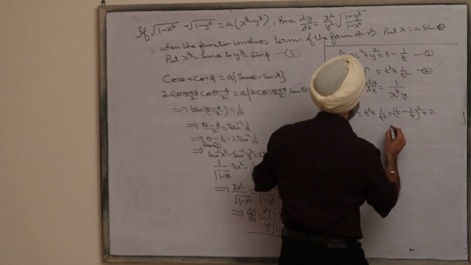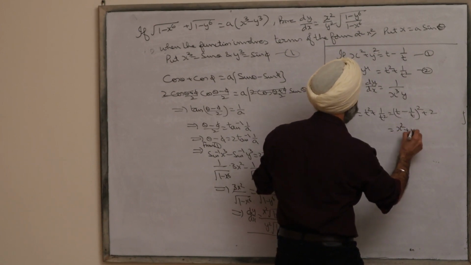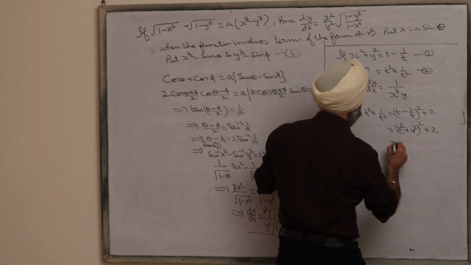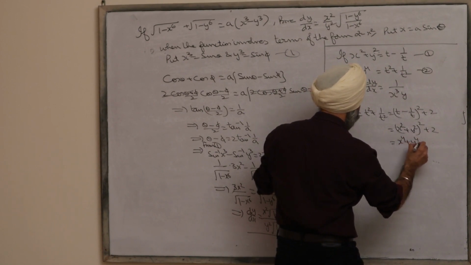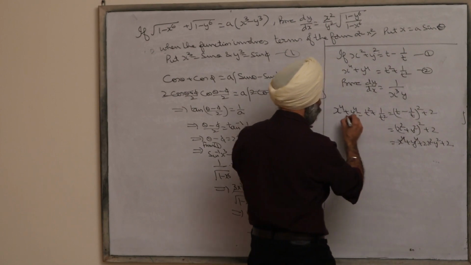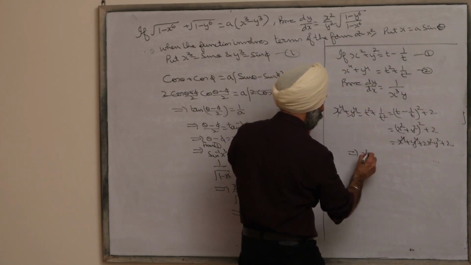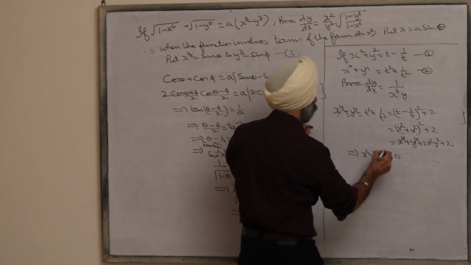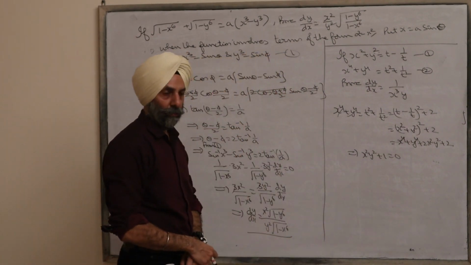What is the value of t minus 1 over t? Which means that it is (x² plus y²) whole square plus 2. That is x⁴ plus y⁴ plus 2x²y² plus 2. So these two terms will cancel and we have x²y² plus 1 is equal to 0 here.